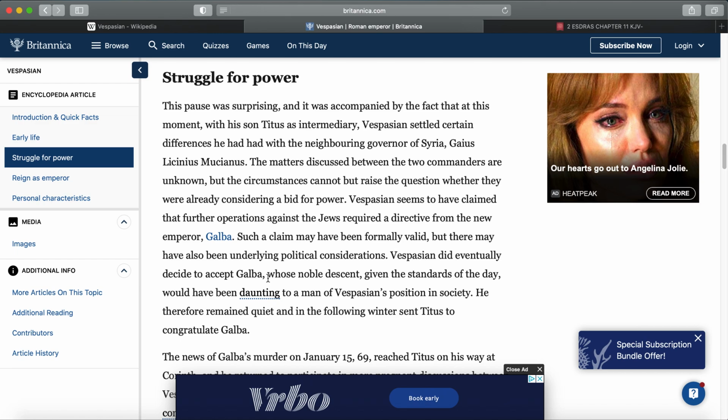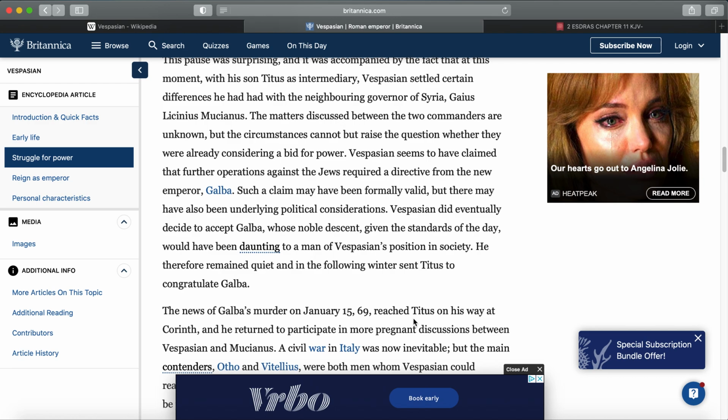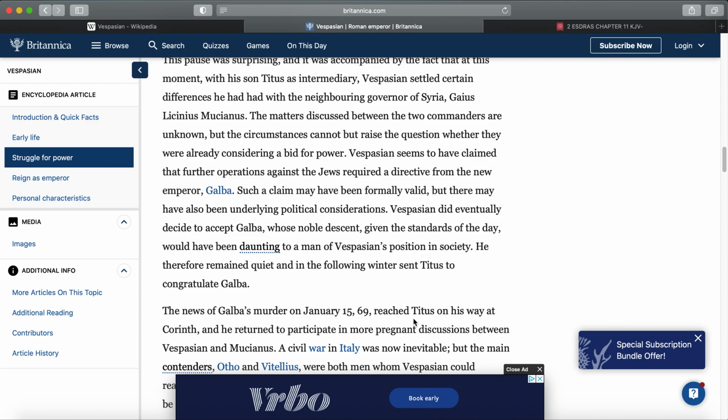Okay? So, going on, it says, whose noble descent, given the standards of the day, would have been daunting to a man of Vespasian's position in society. He therefore remained quiet, and in the following winter sent Titus to congratulate Galba, staying in the background, but building up his son and grooming him to be a leader still.